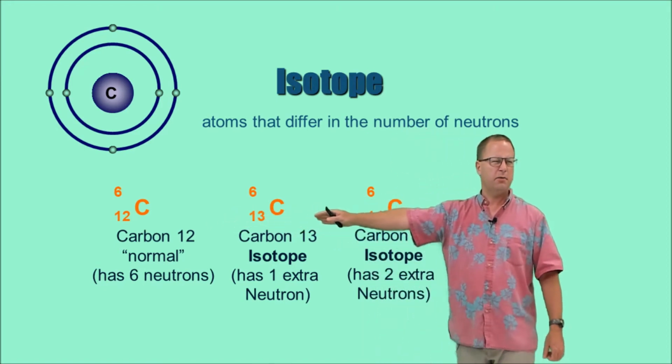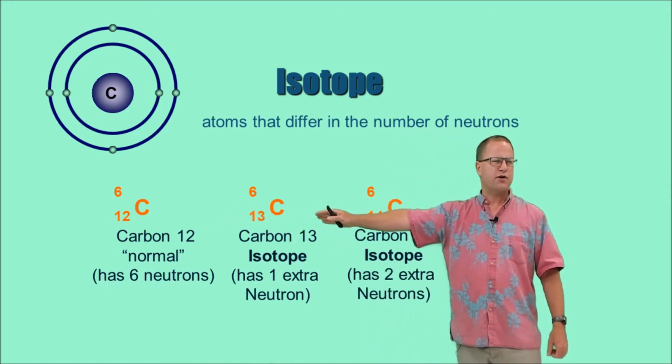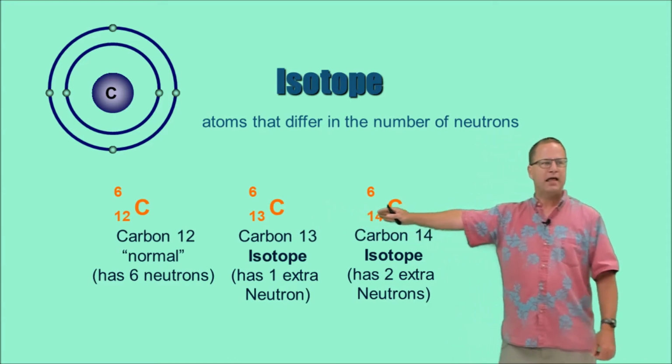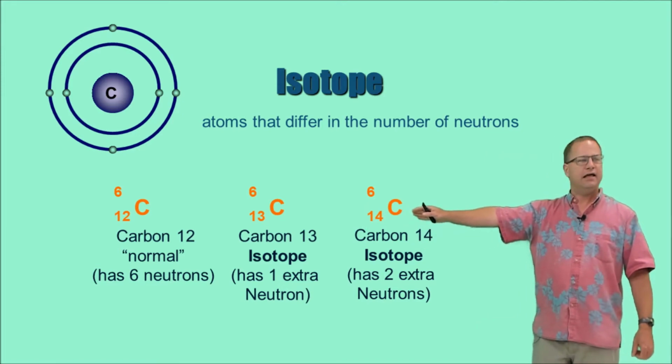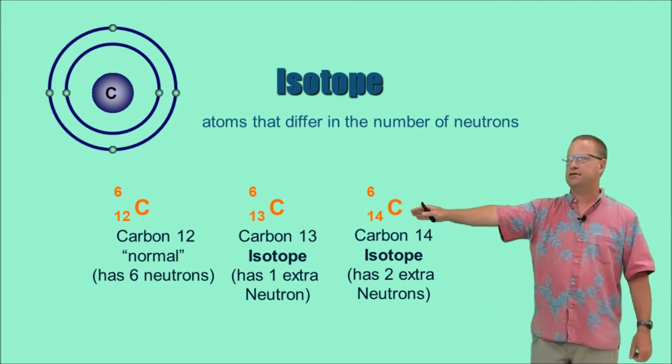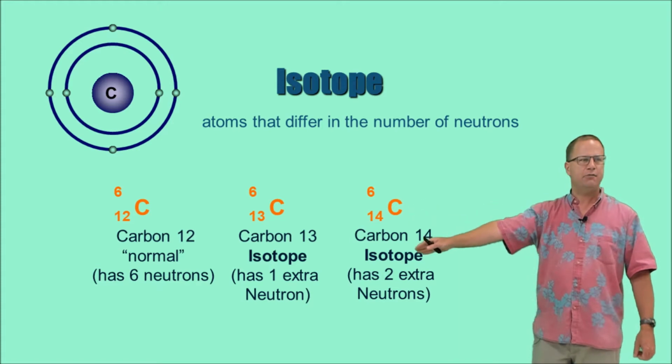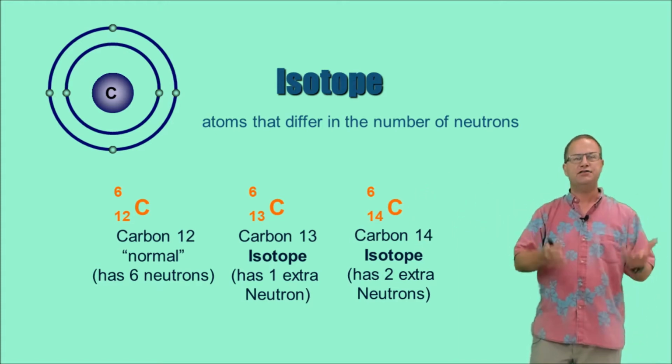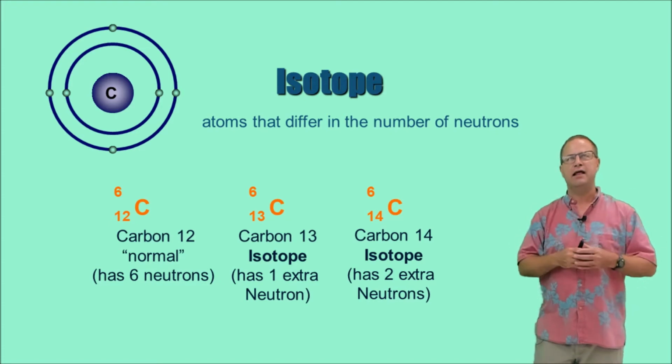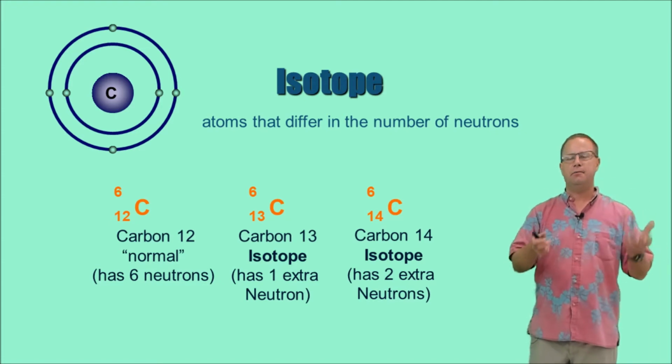But let's look at carbon-13. If you subtract 6 from 13, you'll see that this one has 7 neutrons, so 1 extra neutron. And finally, carbon-14 has a mass of 14. We subtract out 6, and we find out that it has 2 extra neutrons. So an isotope is just an atom of an element that differs from the rest by the number of neutrons.